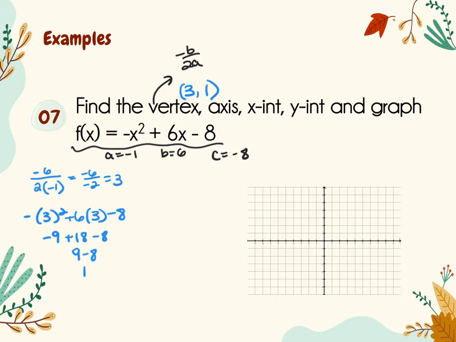Then I get my axis of symmetry, which is x equals the x coordinate of my vertex, or x equals h, which is x equals 3. And we have to have an x because it's an equation, so it's x equals.